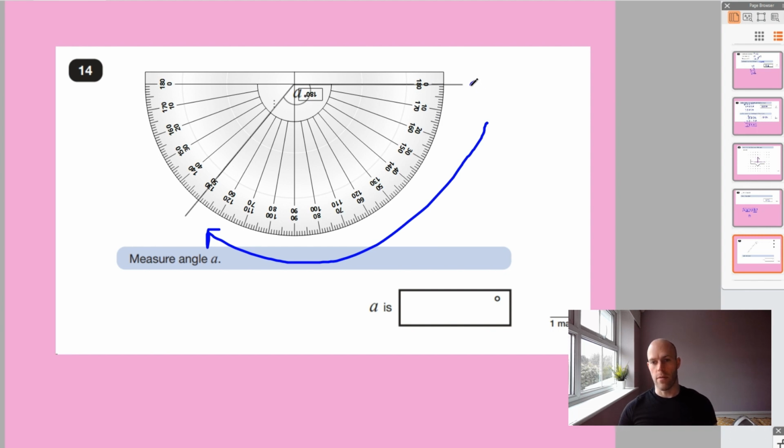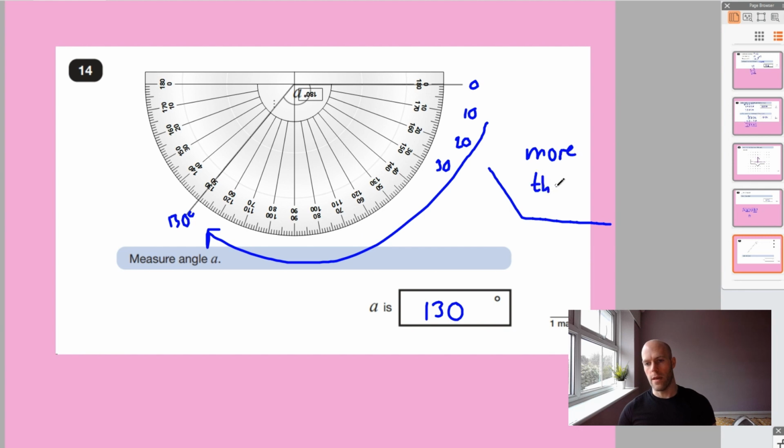So here we've got 0. The next bit we've got 10. So we're reading up that outer scale there, 20, 30 and onwards, 30, 40, 50, 60, 70, 80, 90, all the way up to 130 degrees. It's pretty much bang on 130 degrees. I'm happy with that. And also just check, we've got an angle that looks a bit like this if we had it the right way around. And we've got to think to ourselves, is it bigger than a right angle? Yes, it is. So it's going to be more than 90 degrees. So the quick check, more than 90.